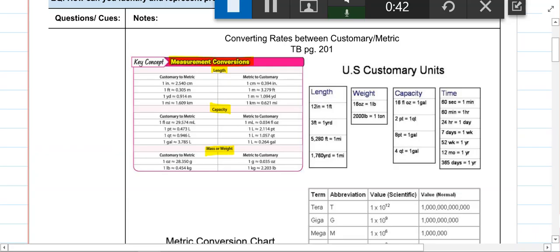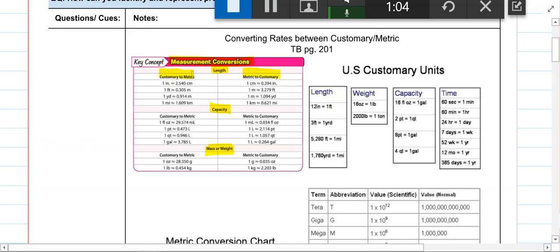Capacity is like liquid, how much of an item a thing can hold. Weight or mass would be just what it is. It's the weight. And then length is length. All right. So on this first chart here, it says customary to metric. And then over here it says metric to customary.